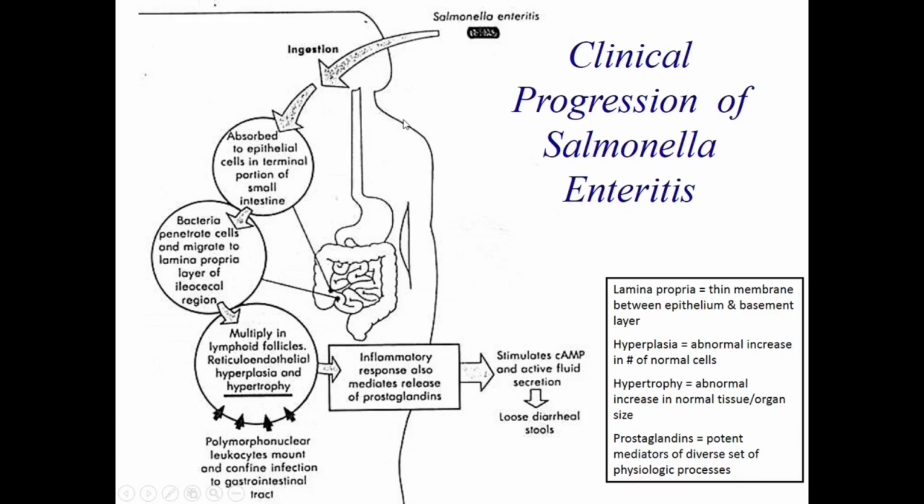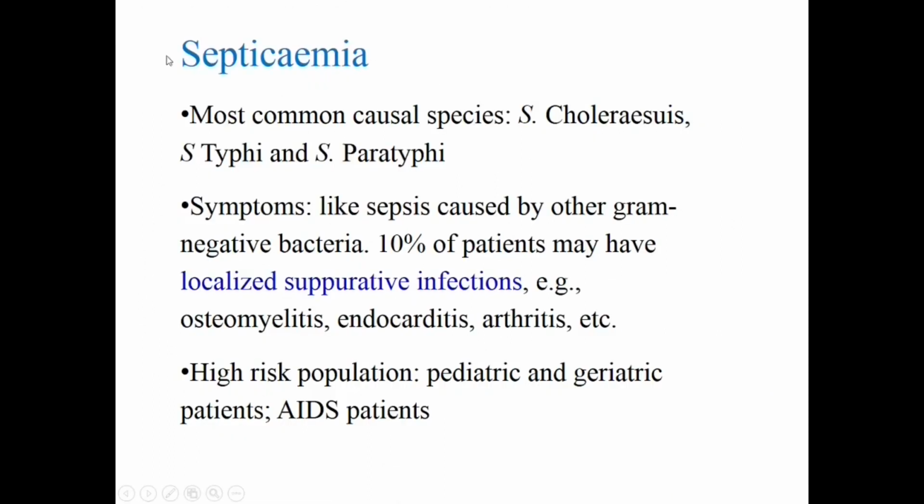So here it is the same thing. Salmonella will be ingested and absorbed by the epithelial cells in the terminal portion of the small intestine. Bacteria will penetrate and migrate to the lamina propria layer of the ileocecal junction. They will multiply in the lymphoid follicles, with reticuloendothelial hyperplasia and hypertrophy. An inflammatory response will occur, which will mediate prostaglandins. This will stimulate cyclic AMP, and active liquid secretion will occur, where the patient will present with loose stools.